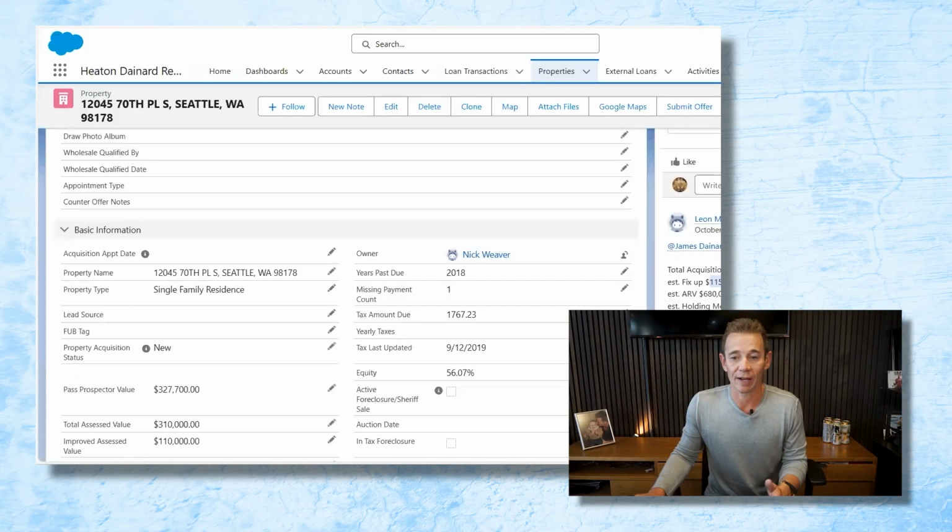So on this property, after running comparables, we figured we could buy it for around $400 to $420,000. We could put $115,000 into the property and it would be worth about $680,000 after we pulled our comparables for the property.